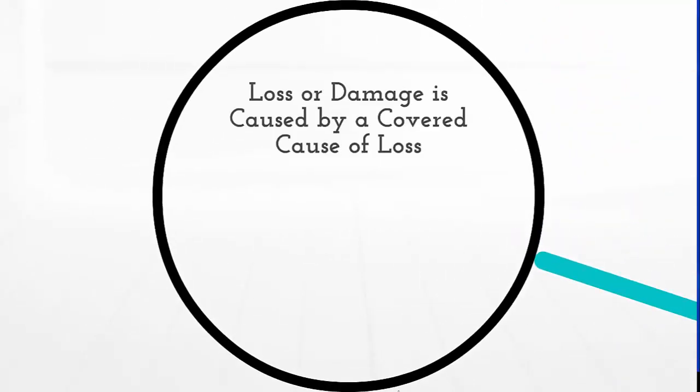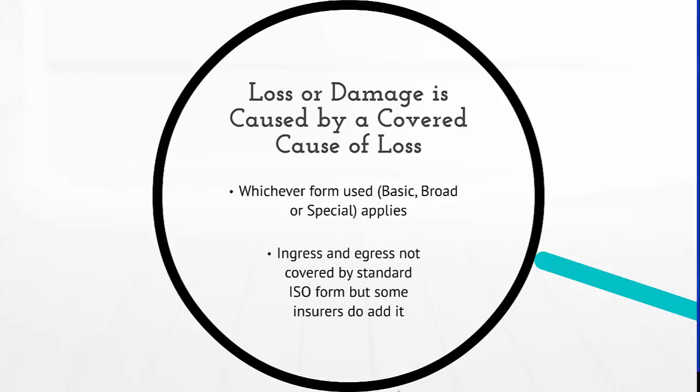And finally, as I said, the loss or damage must be caused by a covered cause of loss. Whichever form was used for the other property coverage, like the BPP, the basic, broad, or special form applies for the business income loss as well. Note that ingress and egress are not covered by the standard ISO form, but some insurers actually do add it. Ingress and egress are the inability of customers to get onto and off of your business property. This can actually be a significant exposure for some businesses, particularly when their parking lot is damaged or some aspect of entry onto their premises.